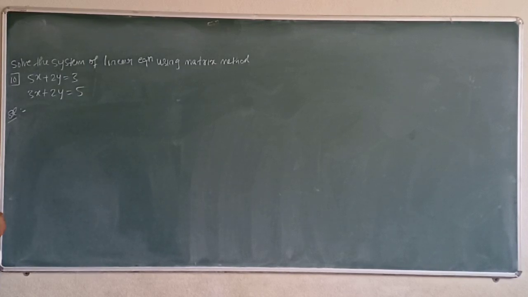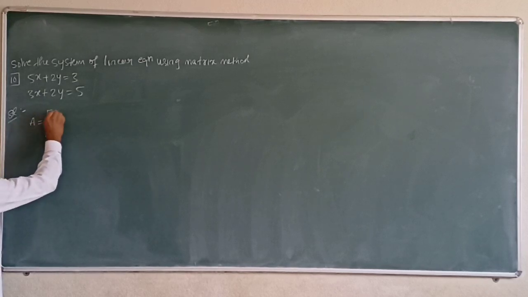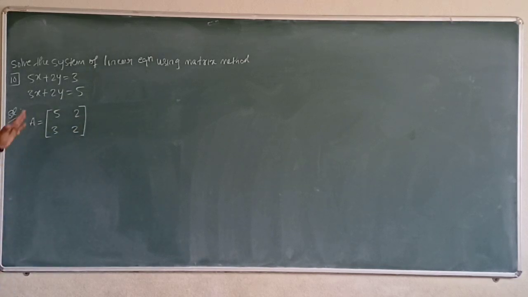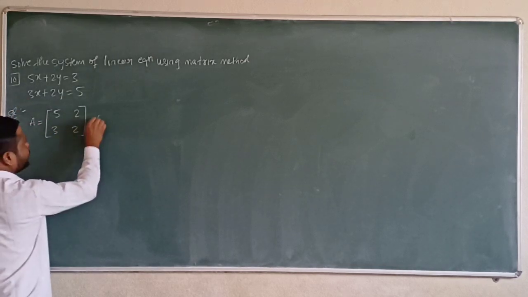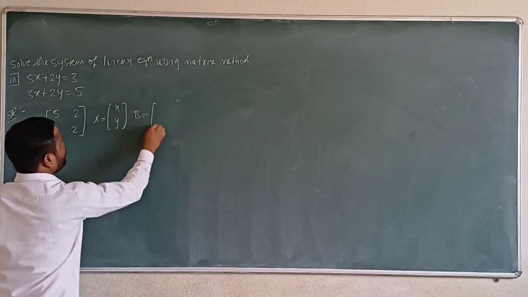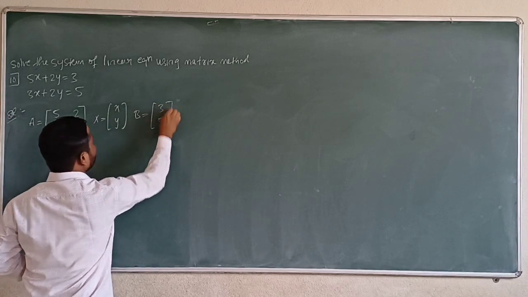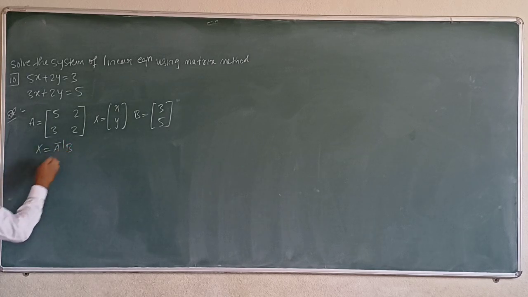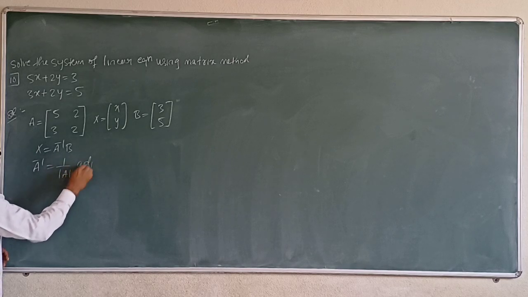Right, take question number 10. 5x plus 2y is equal to 3. Another one is 3x plus 2y is equal to 5. Take A is equal to 5, 2, 3, 2, the coefficients of variables x and y here. X is equal to the variables x, y, and B is equal to the constants, that is 3, 5. We know that X is equal to A inverse into B. What is the A inverse formula? 1 divided by determinant of A into the adjoint of A.